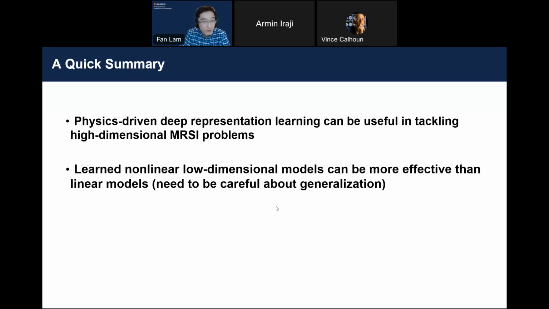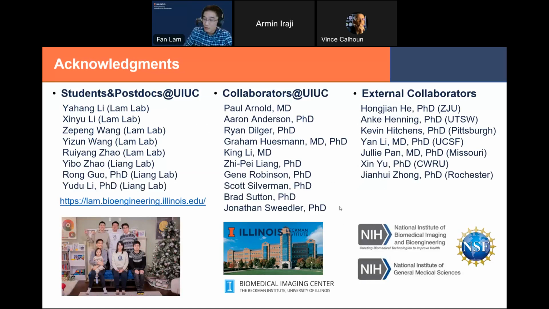And then hopefully I showed you that the learned nonlinear low-dimensional model, if you learn it correctly, can really become a more effective and powerful tool than linear models. But of course, we need to have a more careful evaluation of the generalization capability, because nonlinear models typically have this issue. Yeah. With that, I would just like to conclude.